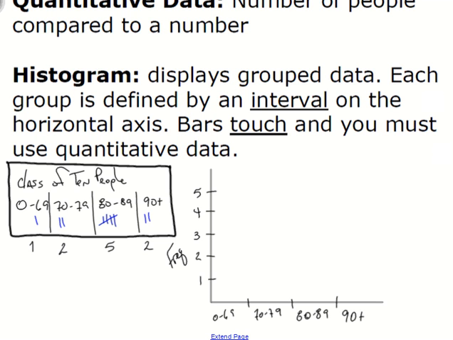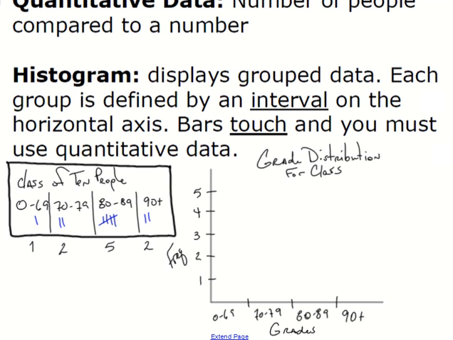And down here, this would be our grades. And then we put grade distribution for class.